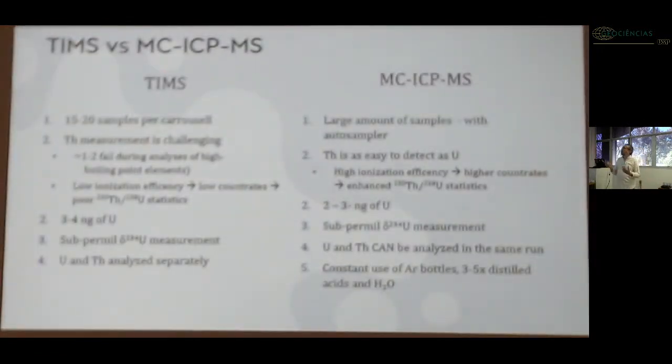So a little comparison between TIMS and multi-collector ICP-MS. In TIMS, you can work only between 20 and 50 samples per carousel. Once you run your 20 to 50 samples, you have to take it out, put in another carousel, and leave it under vacuum overnight, and then start running again in the morning. Thorium, as with all the high ionization potential elements, is very difficult to measure. The low ionization efficiency leads to very low count rates, and therefore poor thorium-uranium statistics. You can basically get good data with 3 or 4 nanograms of uranium, with sub-per-mil uranium-234 measurements. And very important, uranium and thorium are measured separately.